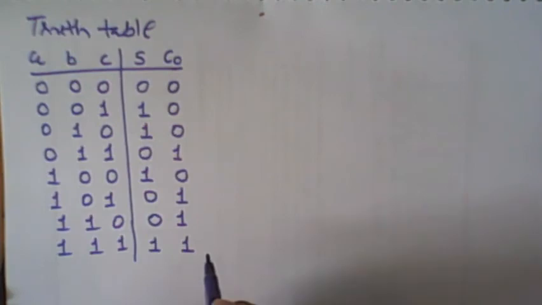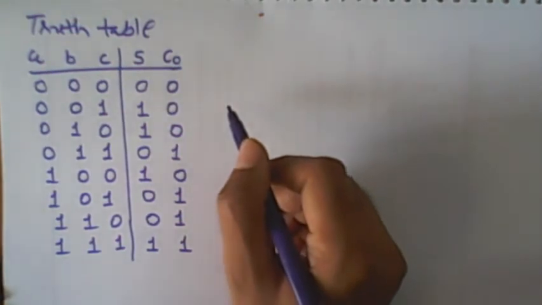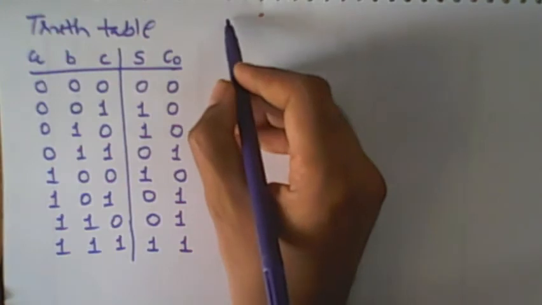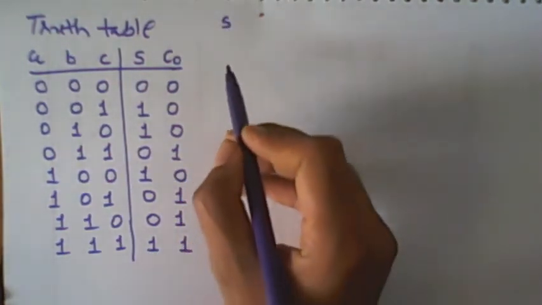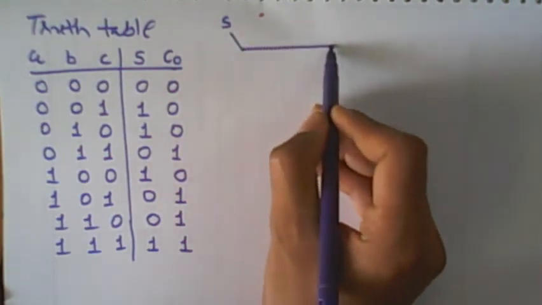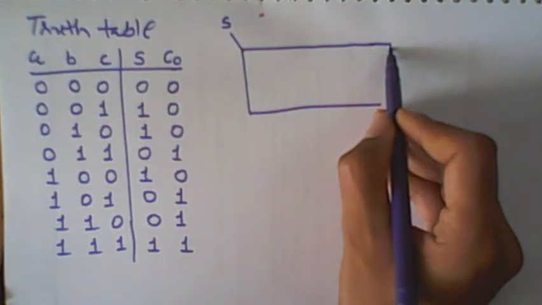So after preparing the truth table from the problem statement, we have to minimize each output variable. The next step is to minimize each output variable. Here we have 2 output variables and the input variables are 3, so we use a 3-variable Karnaugh map. Let me prepare a 3-variable Karnaugh map.